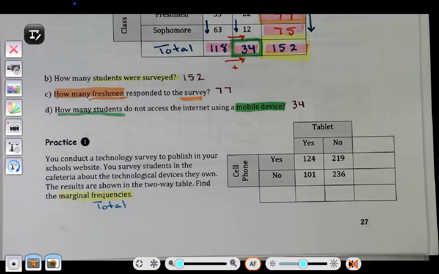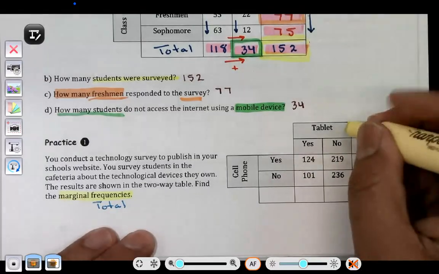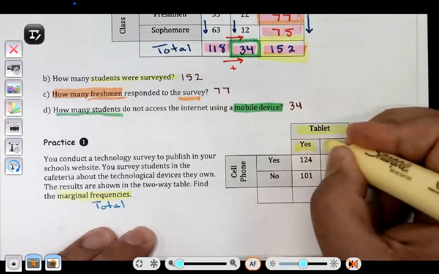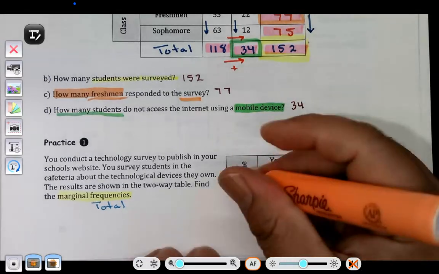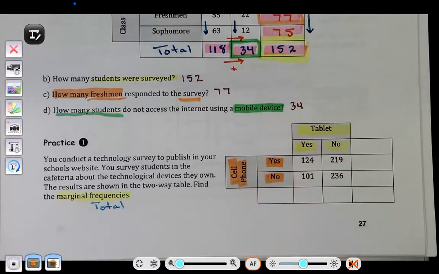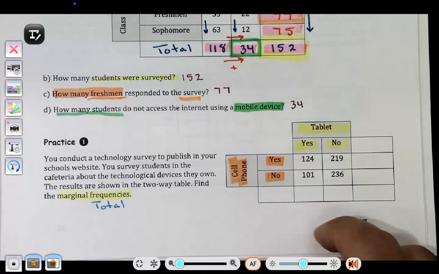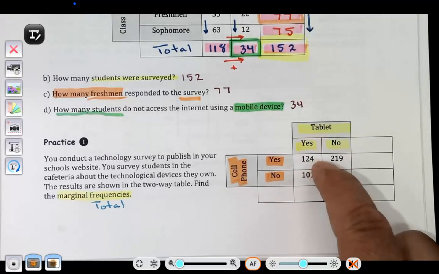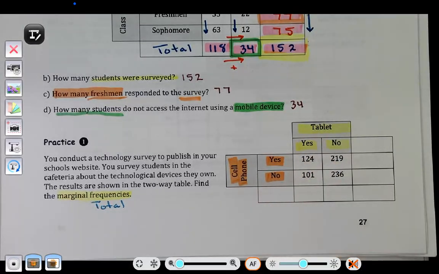And look at what they asked students. They said, do you have a tablet? Yes or no? Do you have a cell phone? Yes or no? All right, so let me ask you this. How many students have a tablet and a cell phone? They have a tablet and a cell phone. How many people? Whoa, careful. I haven't even done any of this. That means I'm asking you for one of these. It's called the joint frequency. How many own a tablet and they own a cell phone?